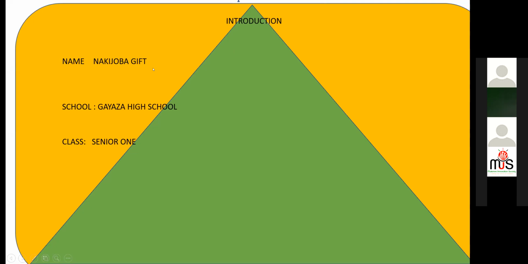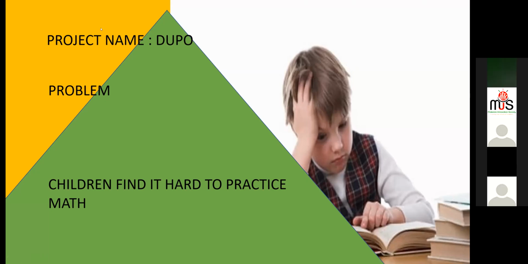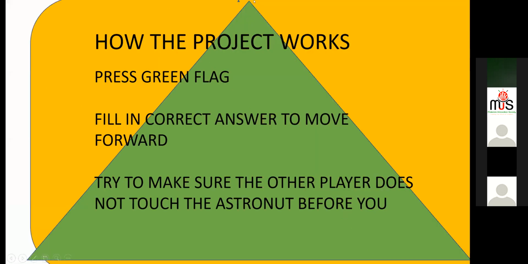My name is Nachijova Gift Divine Grace. I go to Gaza High School. I'm in senior 1. My project is called Depot. It doesn't have any specific full form, but I think it can be: with patience and determination, anything is possible. I wanted to address the problem of children finding it hard to practice math at school, because math is a subject that you need constant revision, and sometimes we get distracted while practicing it, or we just don't get it. How the project works: you press the green screen, then you're supposed to fill in the correct answer to move forward. And you're supposed to make sure the other player does not reach the astronaut before you.